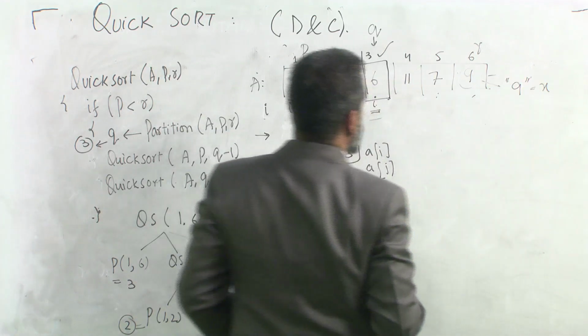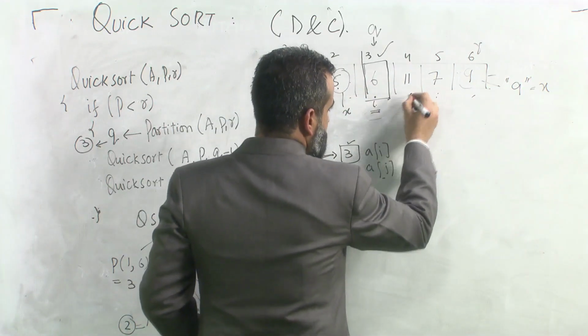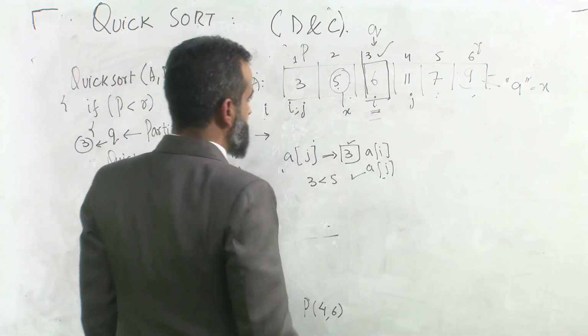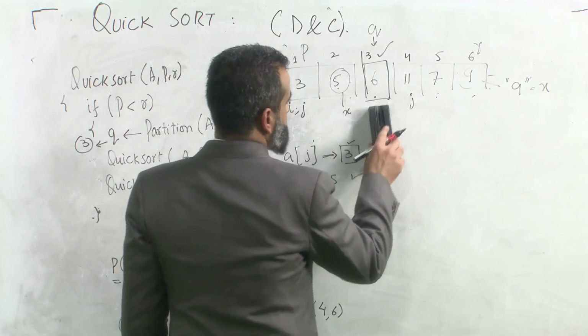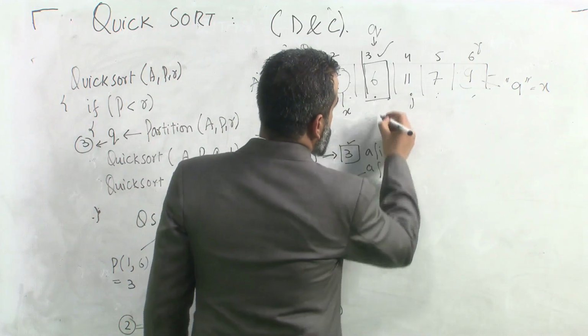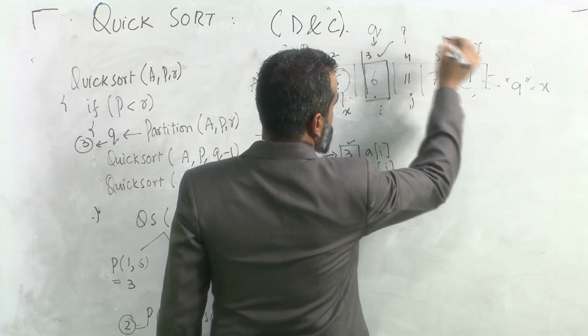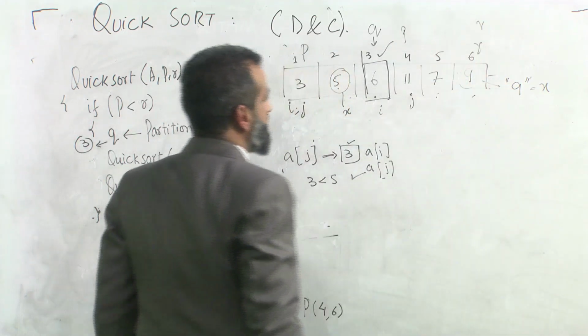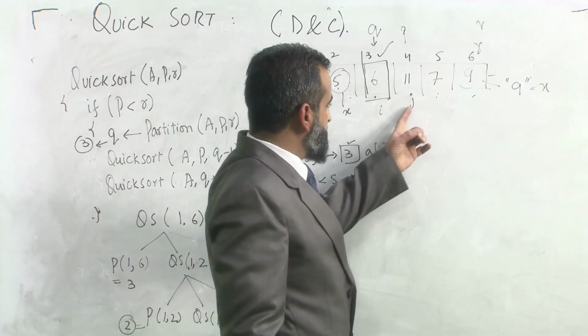That is the x. J will now be reset and will start pointing towards the first element, and I will be pointing towards P minus 1. That's here. But this is my new P in the half, and this is my new R. Let's start from this particular element.